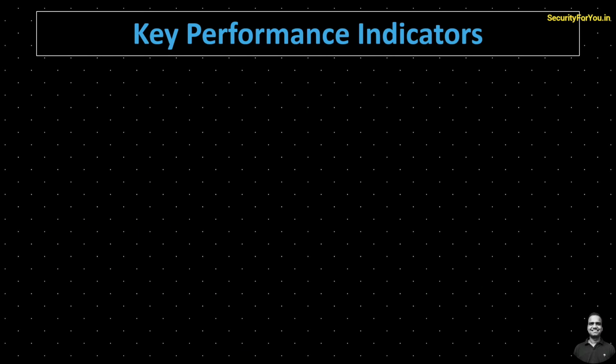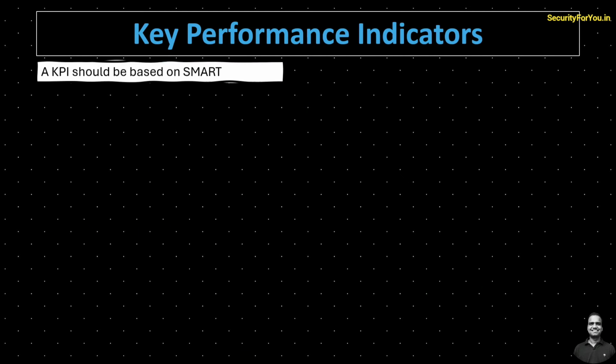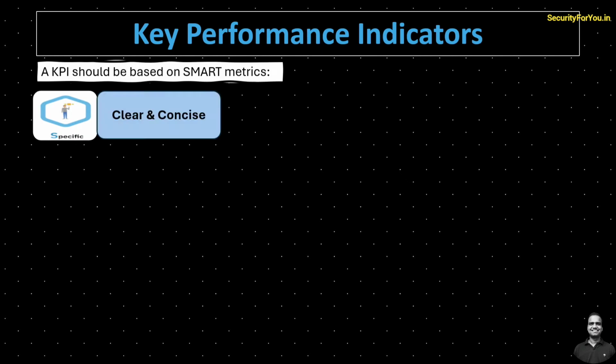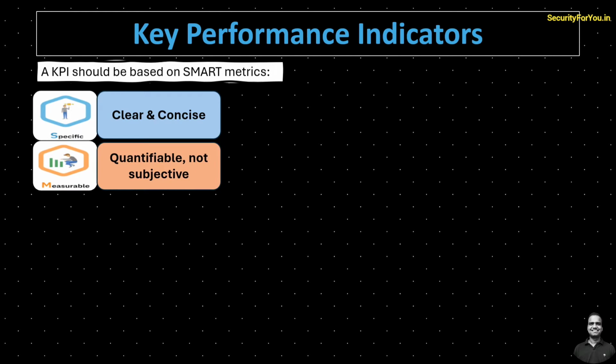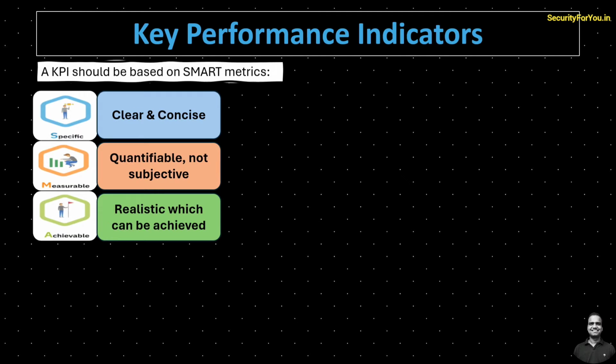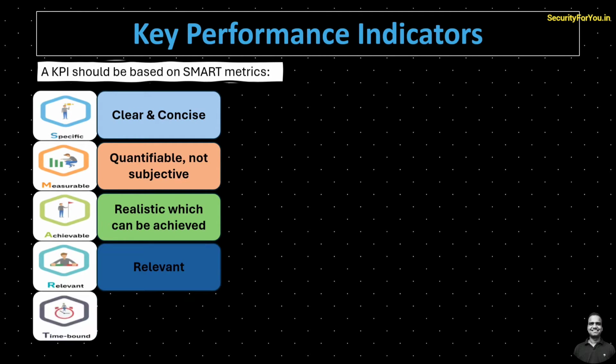How to define KPIs? A KPI should be based on SMART metrics, which you might have heard, like we keep our SMART goals. So a KPI should also be based on SMART metrics. Specific: should be clear and concise. Measurable: should be quantifiable and not subjective. Attainable: a KPI should be realistic, which can be achieved. It should be relevant and time bound.